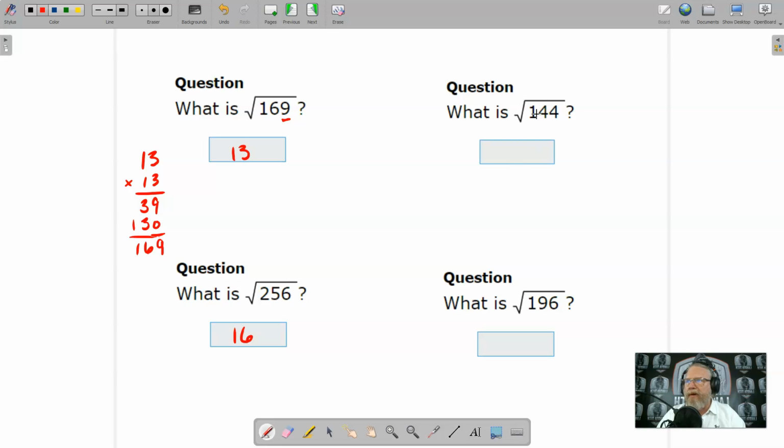Oh, here's 144. Remember a while ago I said that 12 times 12 equals 144. So indeed the square root of 144 is 12. Not 14, but 12.